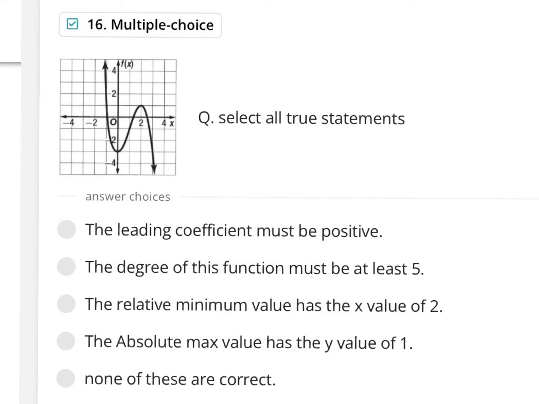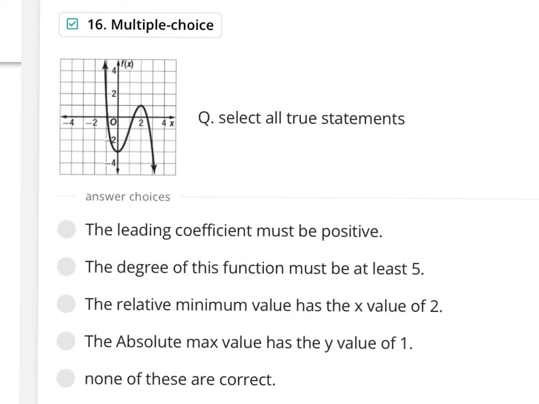Select all true statements. Okay, so the leading coefficient must be positive. Well, let's think about this. Obviously, this is an odd degree function because you have an odd amount of arrows pointing up, odd amount of arrows pointing down. So is it positive or negative? Well, the thing is this.